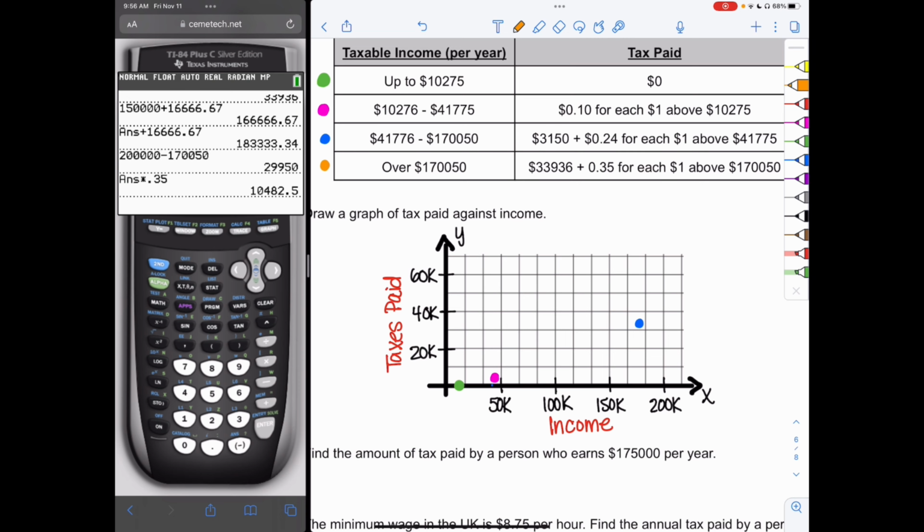That will end up being $10,482.50. But I have to add in the $33,936 from the previous tax brackets, which will make me pay $44,418.50. So if I were to pay that, that's a little bit below 45,000. So I will be somewhere in here. And remember, I've used 200K as an example.